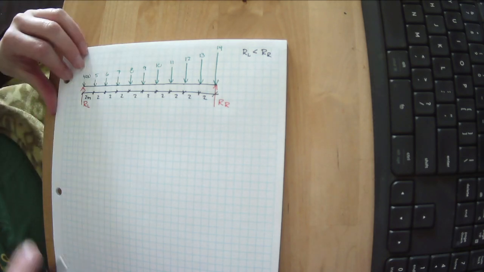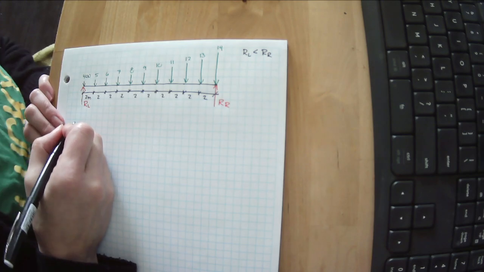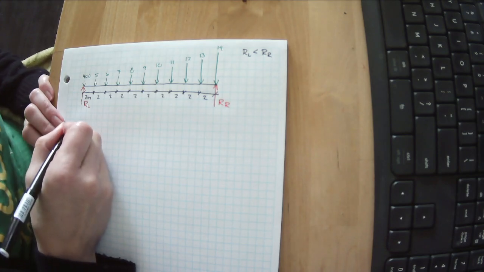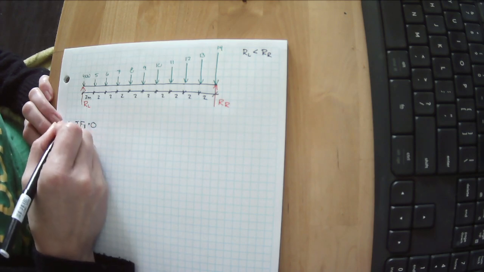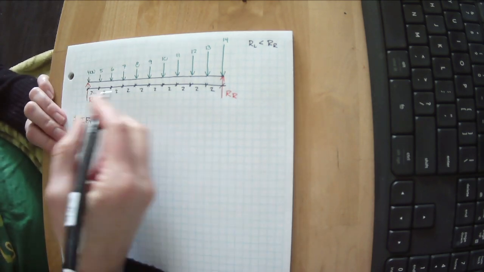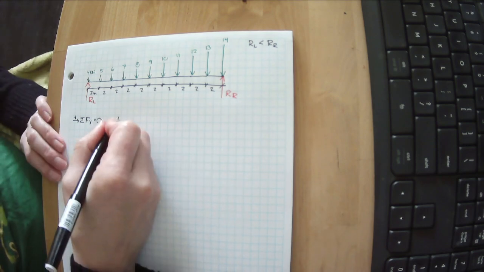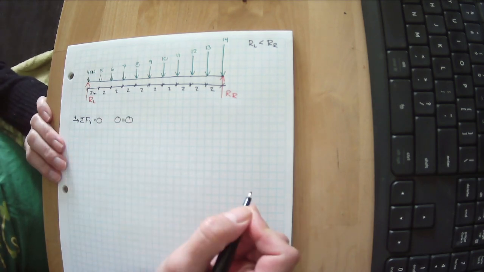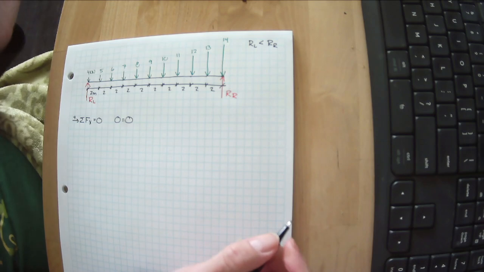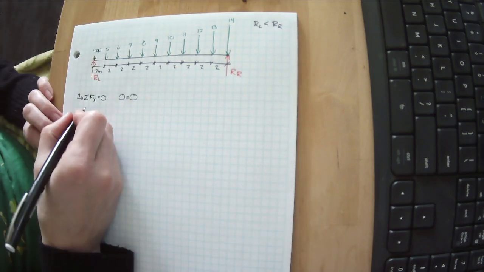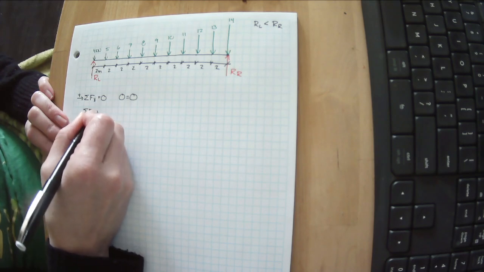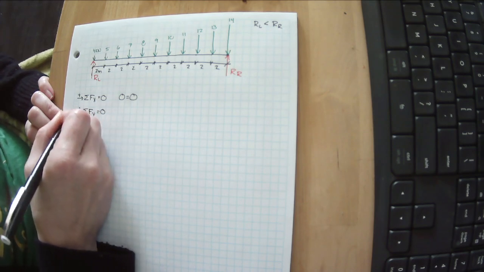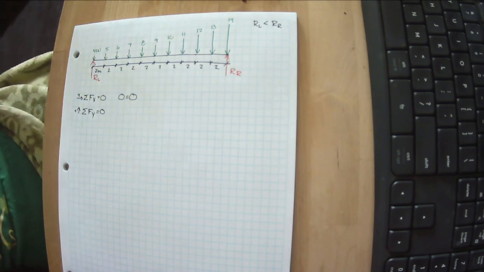All right. First things first, let's sum the forces in the x direction. Everything going in this direction being positive, 0 equals 0. We have nothing happening in the x direction. Okay, let's sum the forces in the y direction with everything upwards being positive.